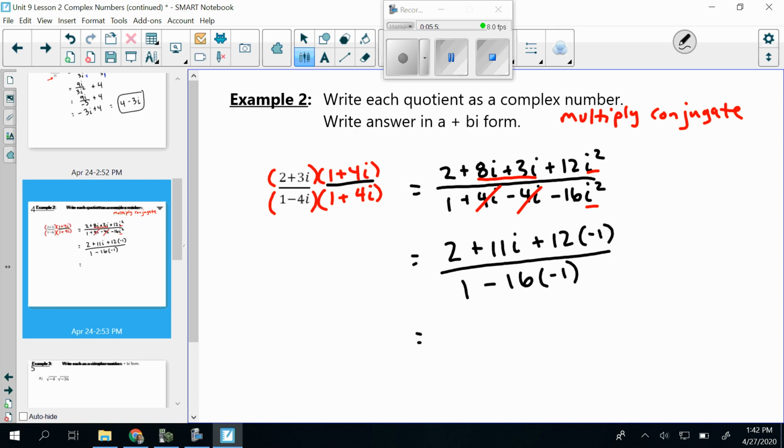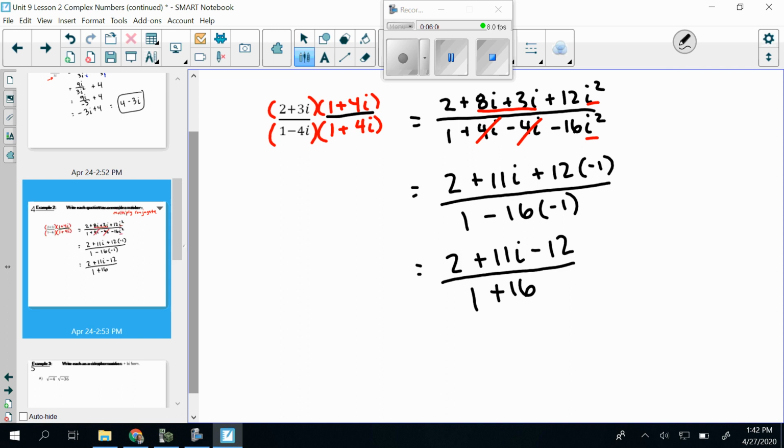And so now we have 2 plus 11i minus 12 on top. On bottom we have 1, and -16 times -1 is a positive 16. Now putting those together, the bottom is going to end up being 17. On top we have some like terms here, 2 and -12, so that would be -10.